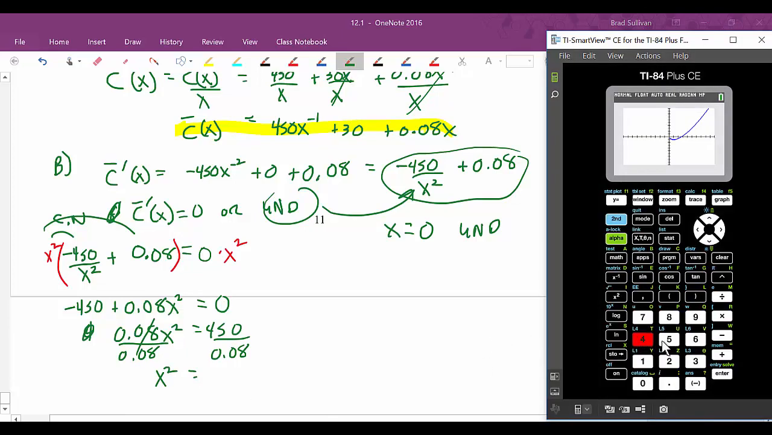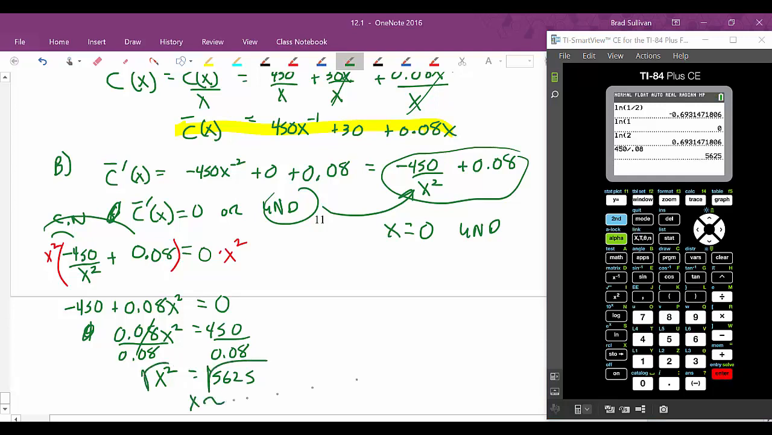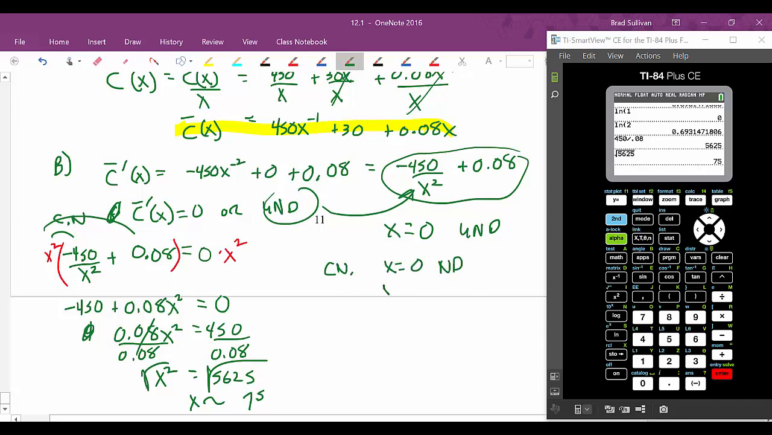Take the calculator. We'll take 450 and divide that by 0.08. So it's going to be 5625. Square root both sides. So I can do the square root of 5625, and that'll give about 75. Okay, so your critical numbers are x equals 0, that's where you have no derivative, and then x equals 75.